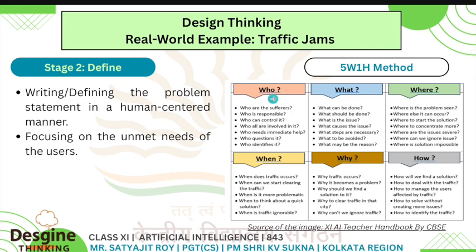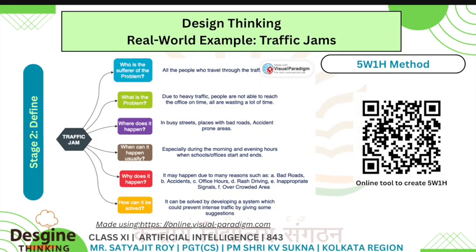You can see the questions. Who are the sufferers? What can be done? Where is the problem seen? When does the traffic occur, or when does the problem occur? Why is the problem occurring? And how to solve the problem. Now, let us map this 5W1H to our example, that is traffic issue. So here you can see I have created a diagram about all the six questions and also listed out the answers, right? And this diagram I have created with the help of an online tool called Visual Paradigm.